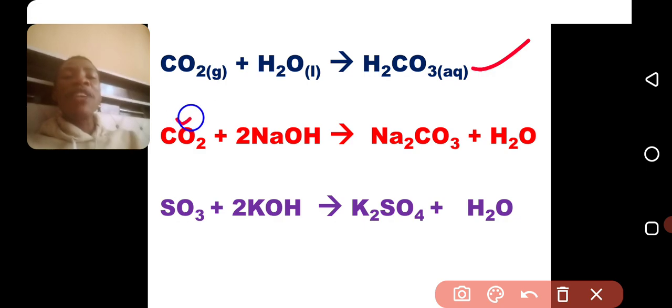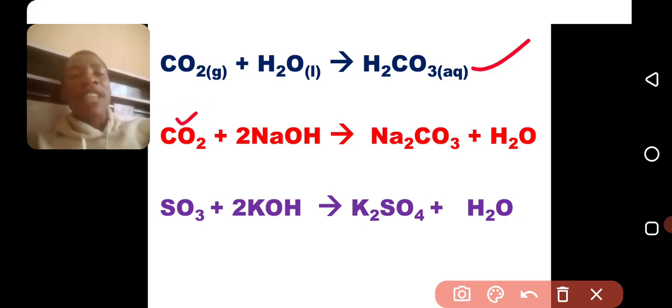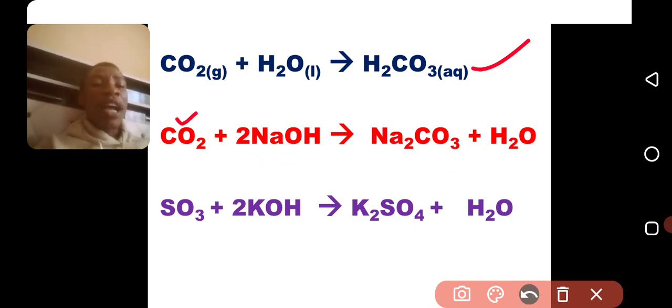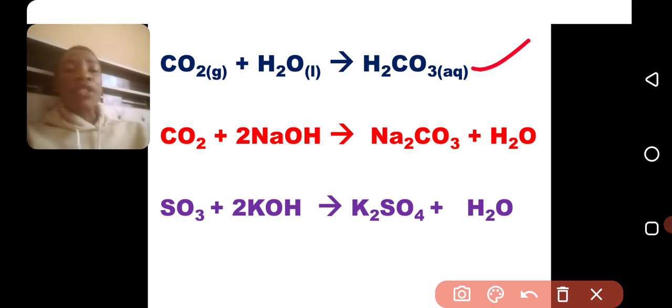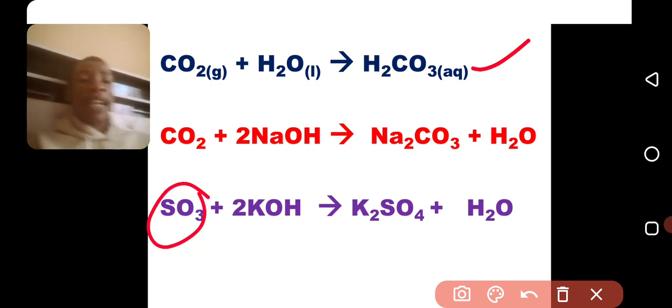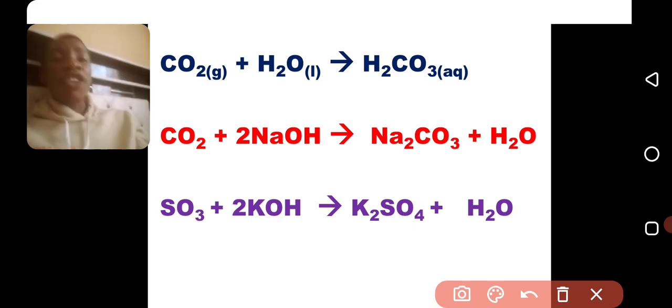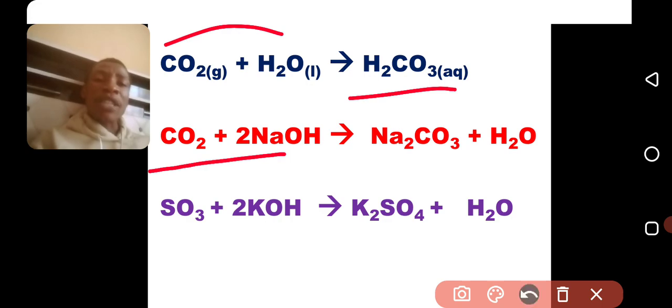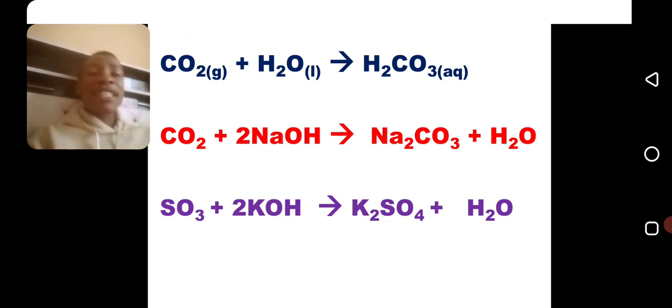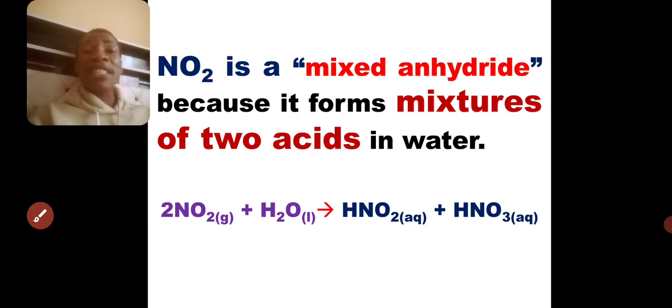So CO2 is behaving as an acidic oxide in this reaction because it's reacting with a base to give us salt and water. And you can see SO3 reacting with an alkali. Bases, soluble bases, are called alkali. So it forms a salt and water also. So SO3 is behaving as an acidic oxide. Here they dissolve in water to form acid. Here they react with bases to form salt and water. So in both cases, they are acting as acidic oxide or acid anhydride.